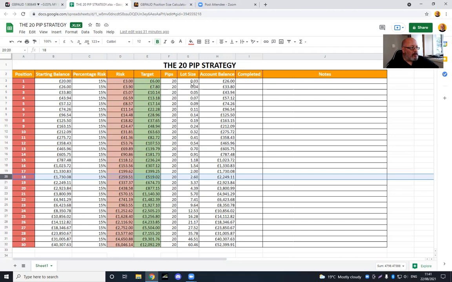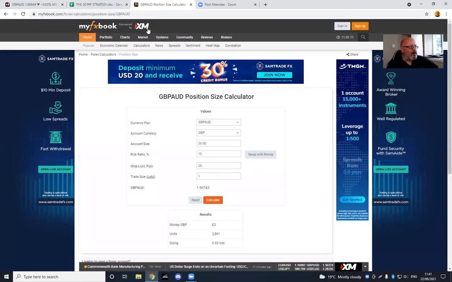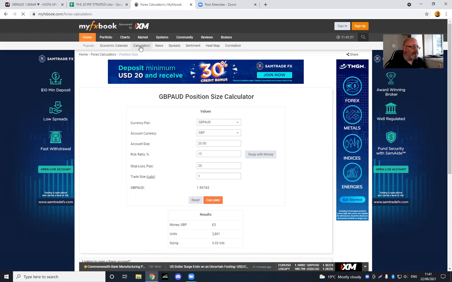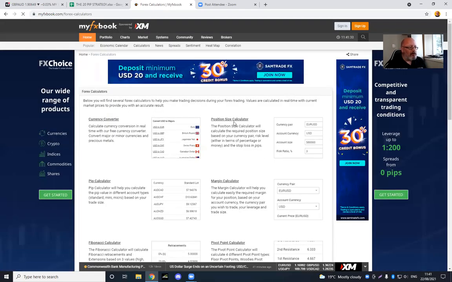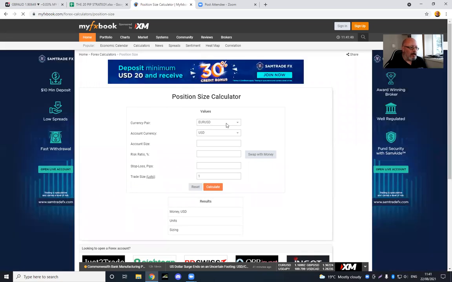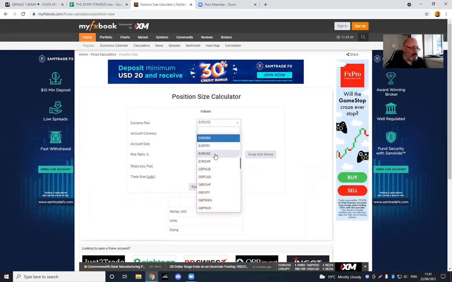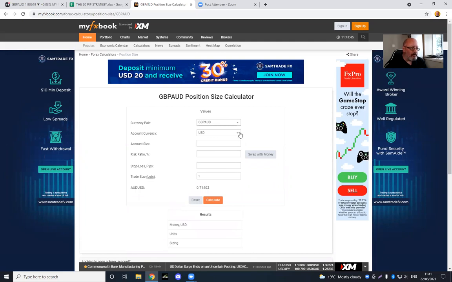So the lot size here is 0.03. If you go on to myfxbook.com, I'm choosing to use the currency pair, the pound against the Australian dollar. My account balance is in pounds. So to get to this, you need to go to calculators. And on that page, in fact, I'll show you quickly. Go to calculators. On here, you've got, it always does this, position size calculator. You click on that. It starts off with Euro USD, but I need to change that to the currency pair that I wish to trade, which is that one. My account currency is in pounds, not US dollar.